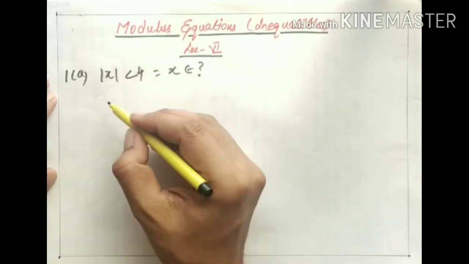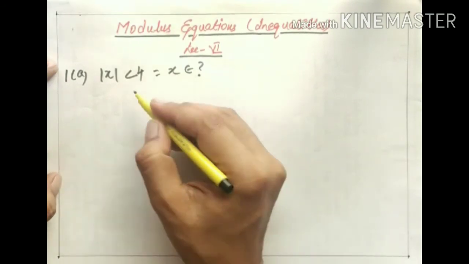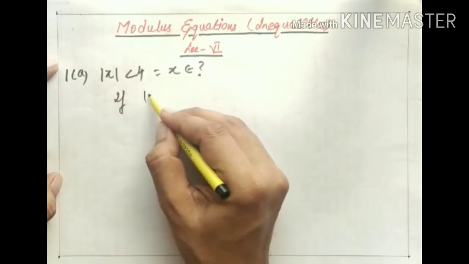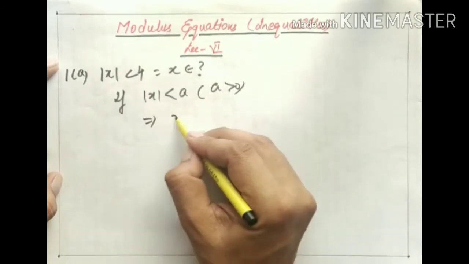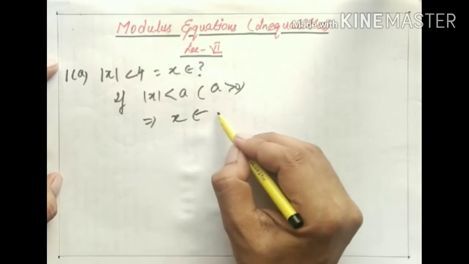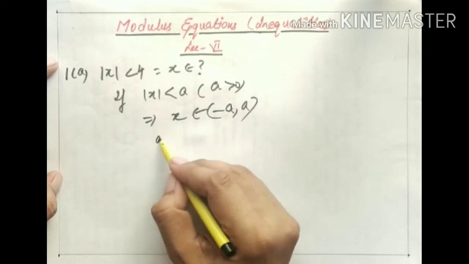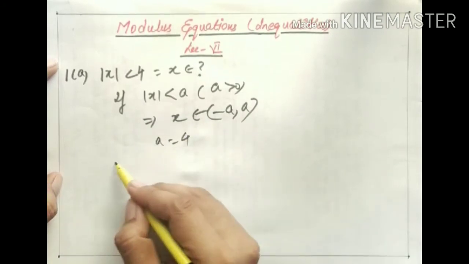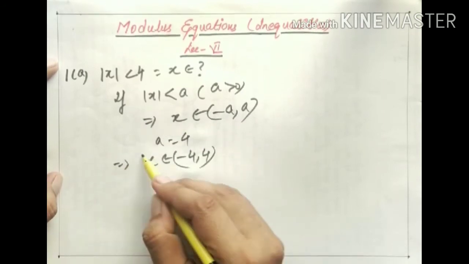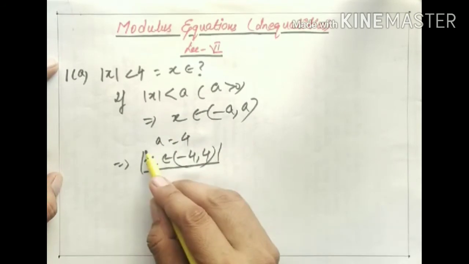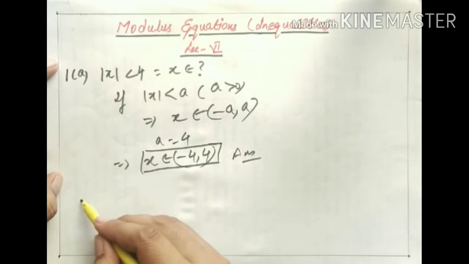As we studied in the formulas in the last lecture, there is a formula: if mod of x is less than a, where a is positive, then this implies x belongs to (minus a, a). So similarly, here a is equal to 4 in this question. So x belongs to (minus 4, 4) will be the answer. It is an open interval because it is only less than, not less than or equal to. This is the answer. Let's see another part of this question.